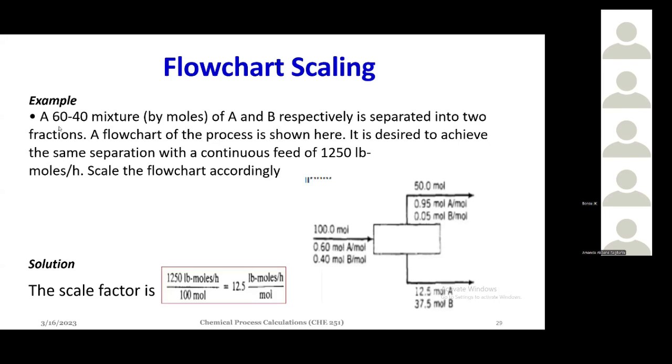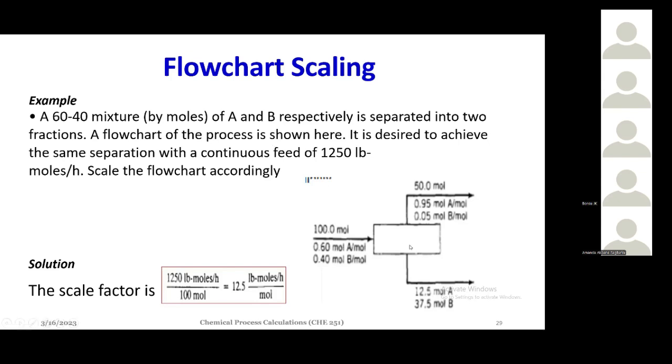So let's say you have the question, and the first part has 60 to 40 by moles. So we have a 60 to 40 mixture by moles. This means, talking about the actual moles, not mole fraction, that the moles of A is 60 moles and the moles of B is 40 moles, and these two come together to form the feed. When you sum them up, we get 100 moles.